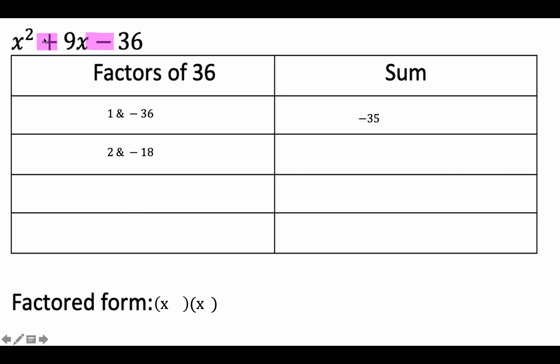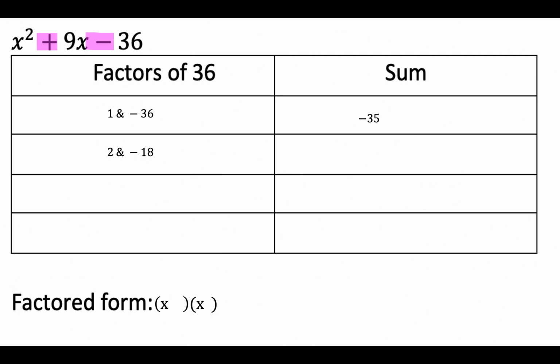Now, since I already know I'm looking for a positive 9, I don't have to try negative 1 times positive 36, because 1 times negative 36 gave me negative 35, so negative 1 and positive 36 would add up to positive 35, not 9. So you can skip around if you're comfortable. If you're not, go right ahead and continue on doing all those factors.